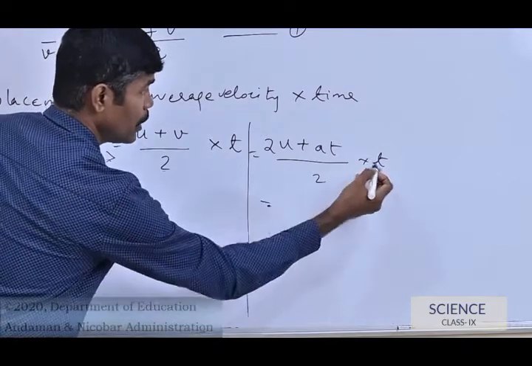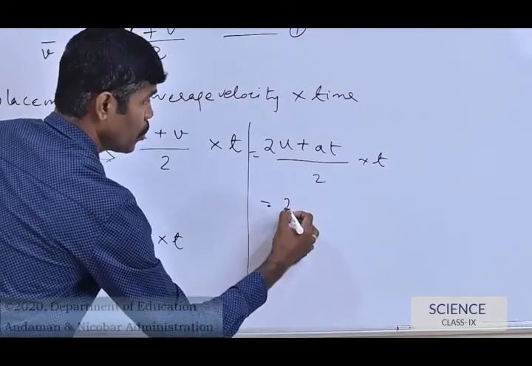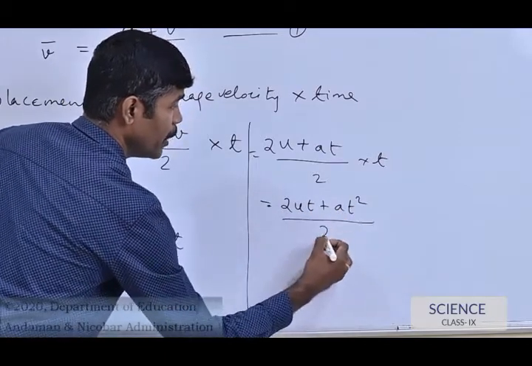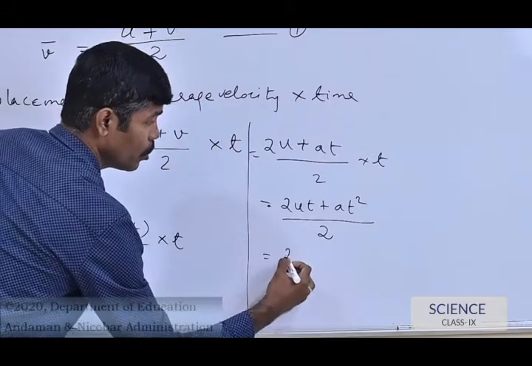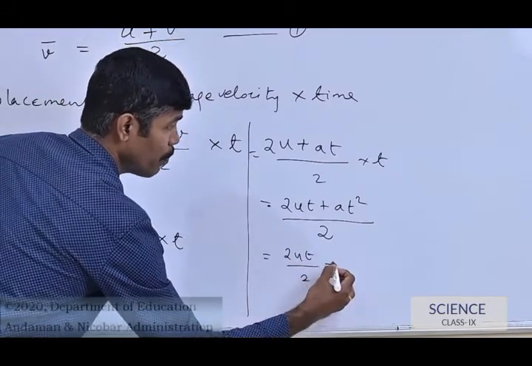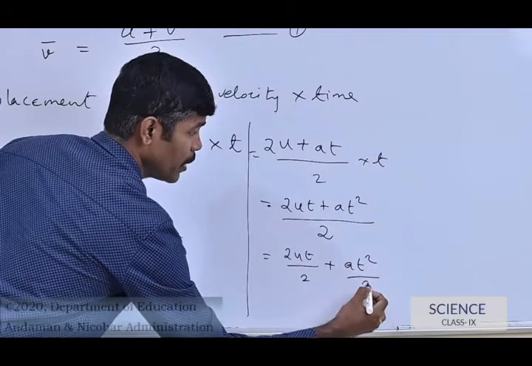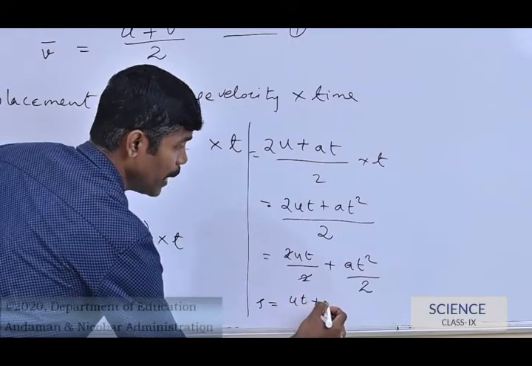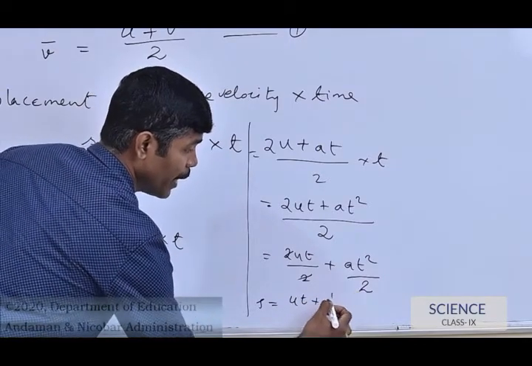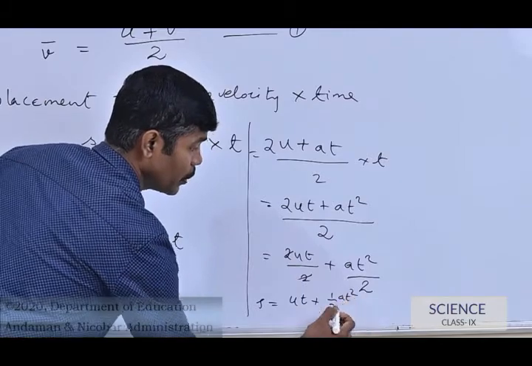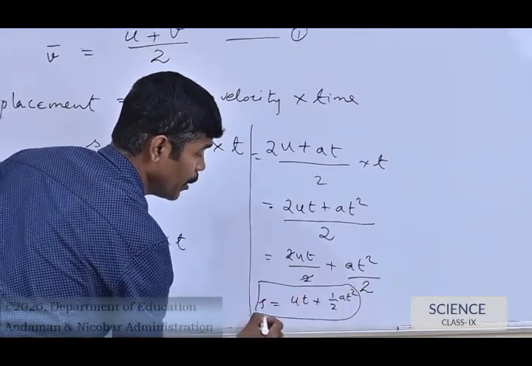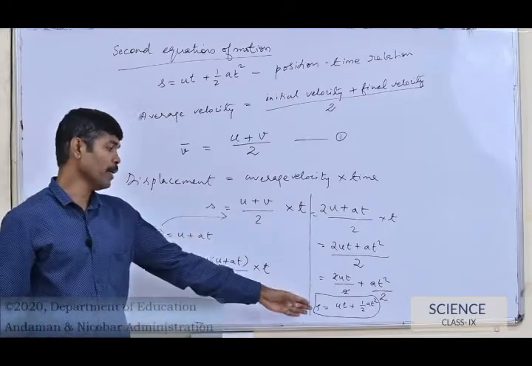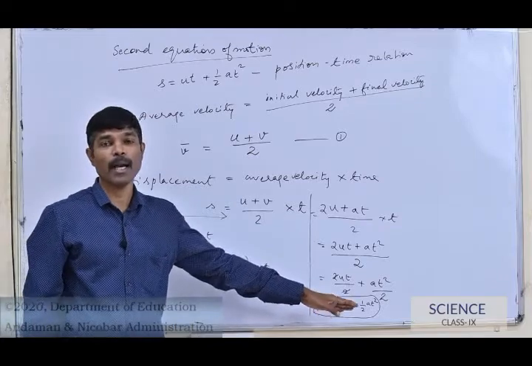Once again, t is multiplied here: 2ut plus at square divided by 2, which is again 2ut divided by 2 plus at square by 2. So this cancels out. s is equal to ut plus, here we can write 1 by 2 at square. So this is the equation we have got. So the second equation of motion can be derived this way. Finally we will get s is equal to ut plus half at square.